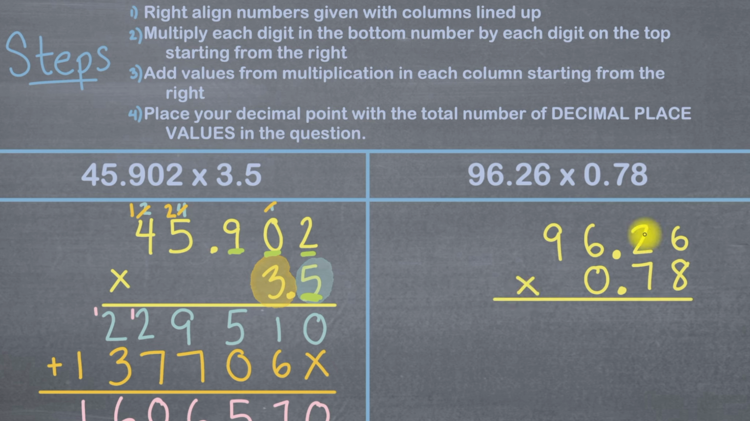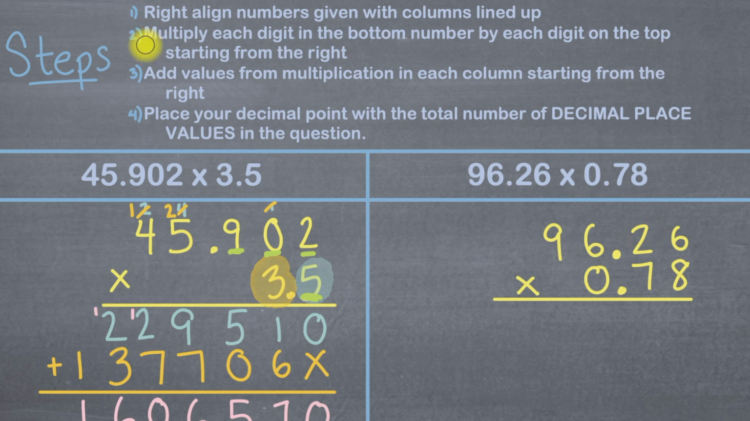Now remember, when it comes to multiplying decimals, you don't have to line up your decimal points. That's only for addition and subtraction of decimals. When you're multiplying decimals, the most important thing is to make sure you count the number of decimal place values in your question, just like we did for example 1.